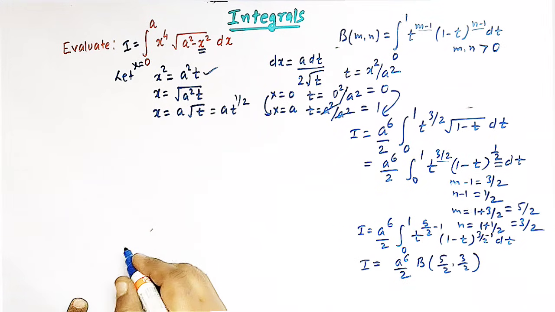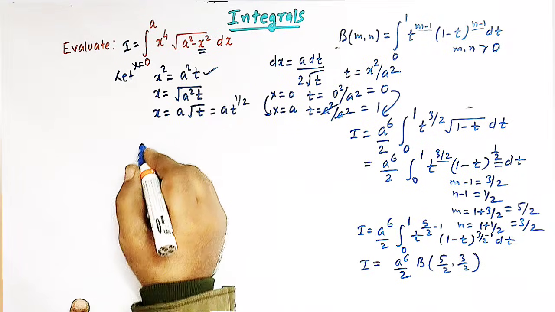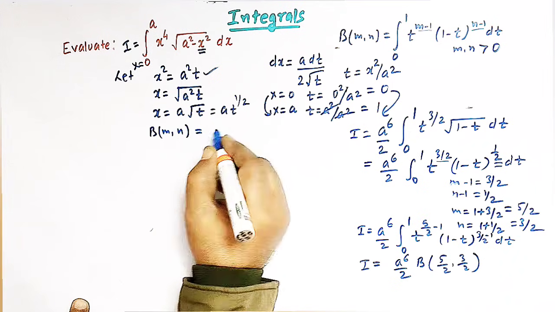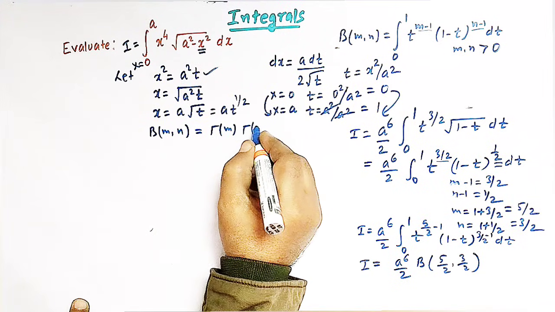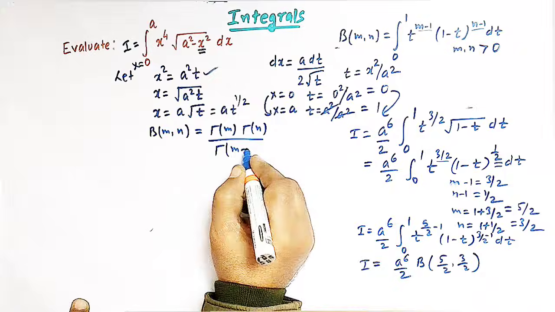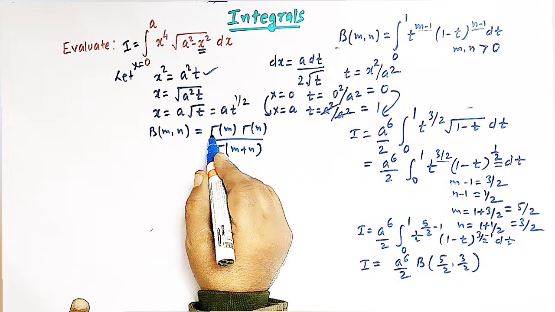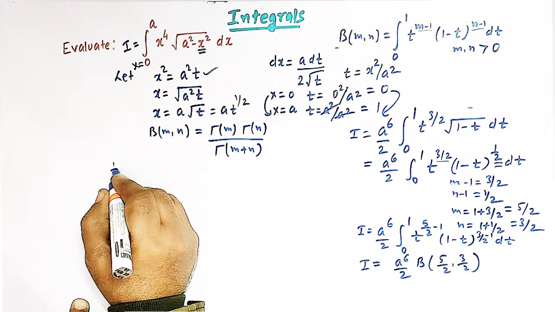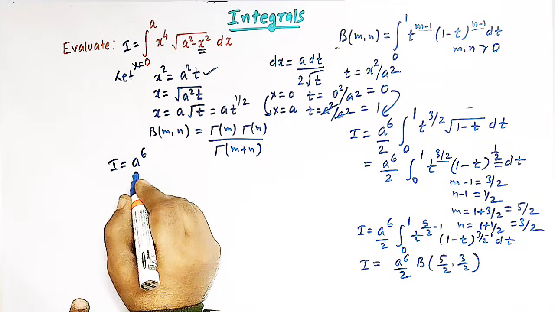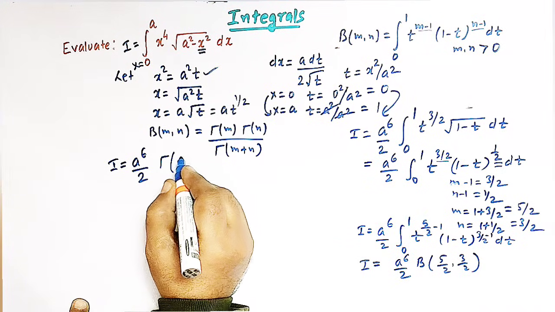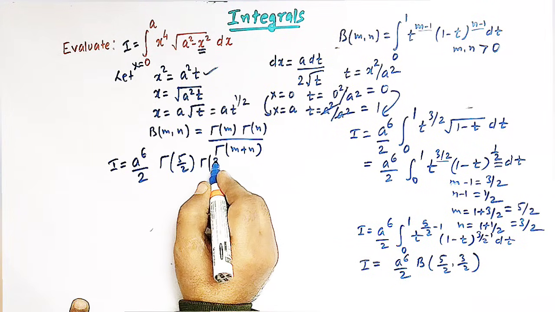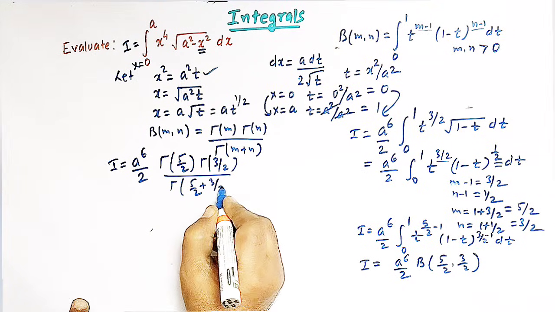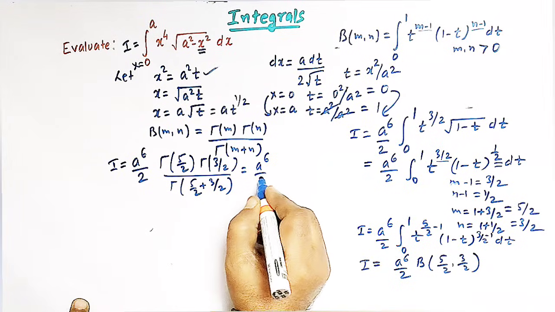So now let us make use of the relationship between a beta function and gamma function. The beta function is related to the gamma function by this relation, right? So we have beta m comma n is equal to gamma m times gamma n divided by gamma m plus n. So here we can now write I is equal to a raised to 6 over 2, then we have gamma 5 over 2, gamma 3 over 2, and gamma 5 over 2 plus 3 over 2.